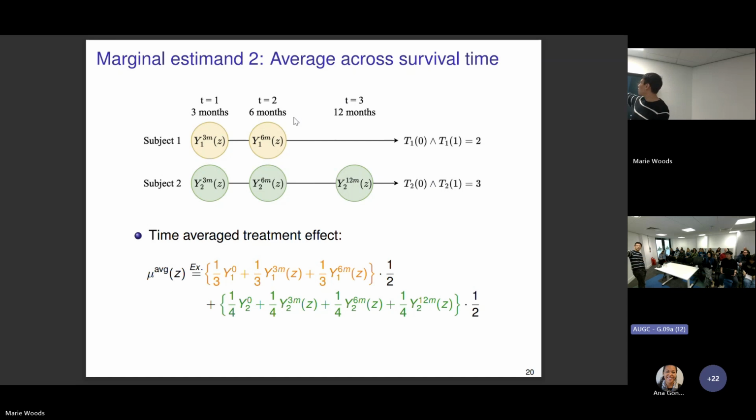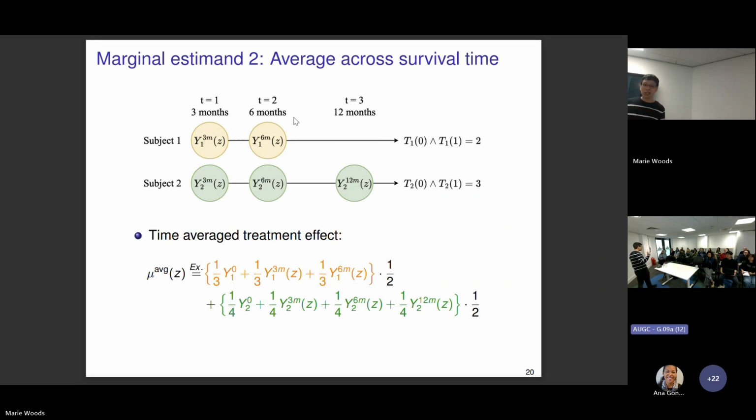So for example, here for the first subject, this subject will be alive until time 2. So instead of only taking their measurement at time 2, we take an average of their measurements from baseline to time 2. This is a very intuitive thing to do. And then for the second subject, this subject will be alive until time 3. So we take an average of their outcome until time 3.